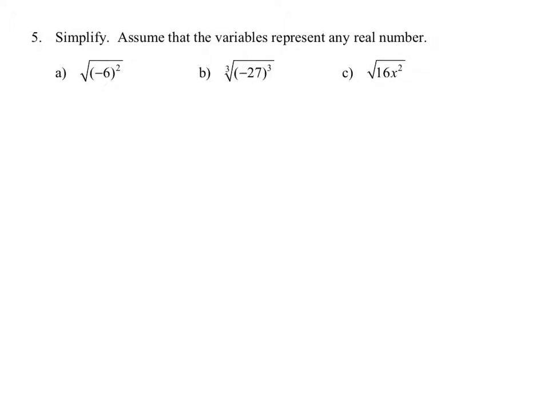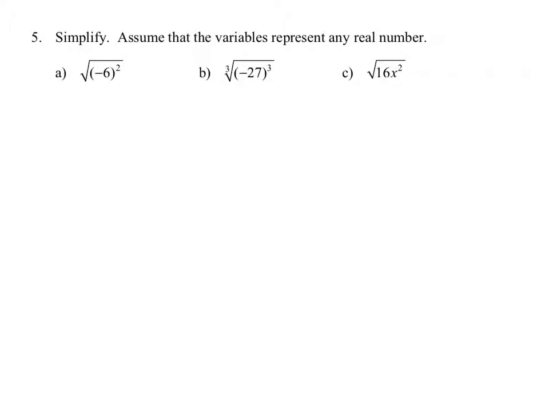In these problems, we're going to simplify and assume that the variables represent any real number, so that x could be positive or negative values. Typically, when we're simplifying radicals, evaluating the square root, nth root, and so on, we give the primary or principal square root, which is the positive square root. So we need to consider that when we're writing our answers.